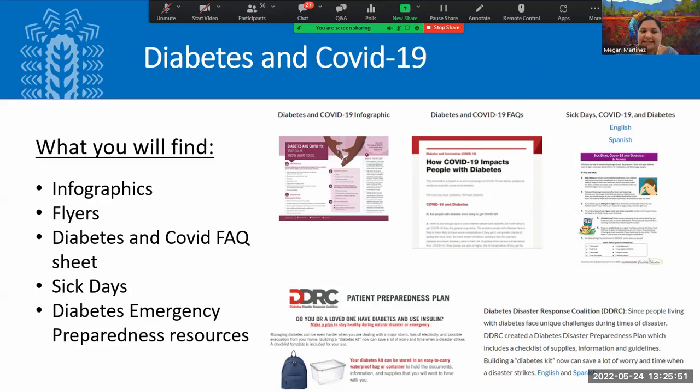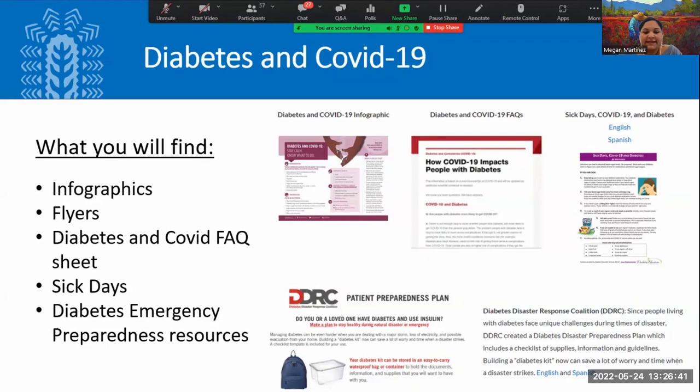And then moving on to the second section that you'll find on the Diabetes Resource Hub, the diabetes and COVID-19 section. This one we actually recently added to our hub within these last 2-3 years with the COVID-19 pandemic. As we all know, individuals with diabetes are more likely to have serious complications due to COVID-19. But there are many factors that can help in the prevention of these complications and help better prepare, right? So within this section, you'll find infographics filled with information that you can share, print out, and download. There are flyers, diabetes and COVID FAQ sheets, and information on taking sick days.